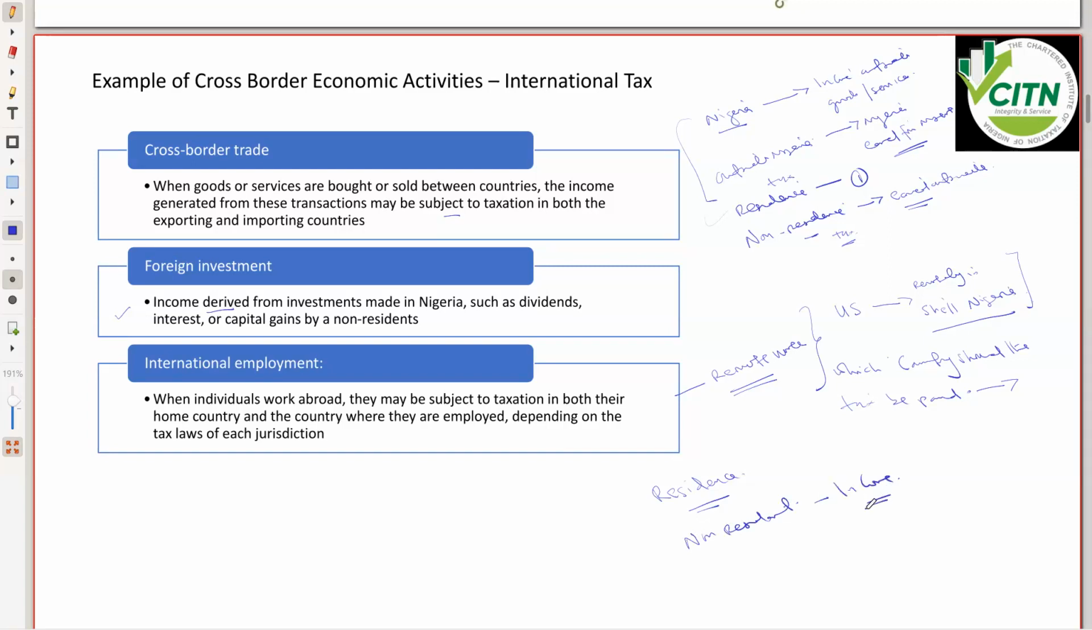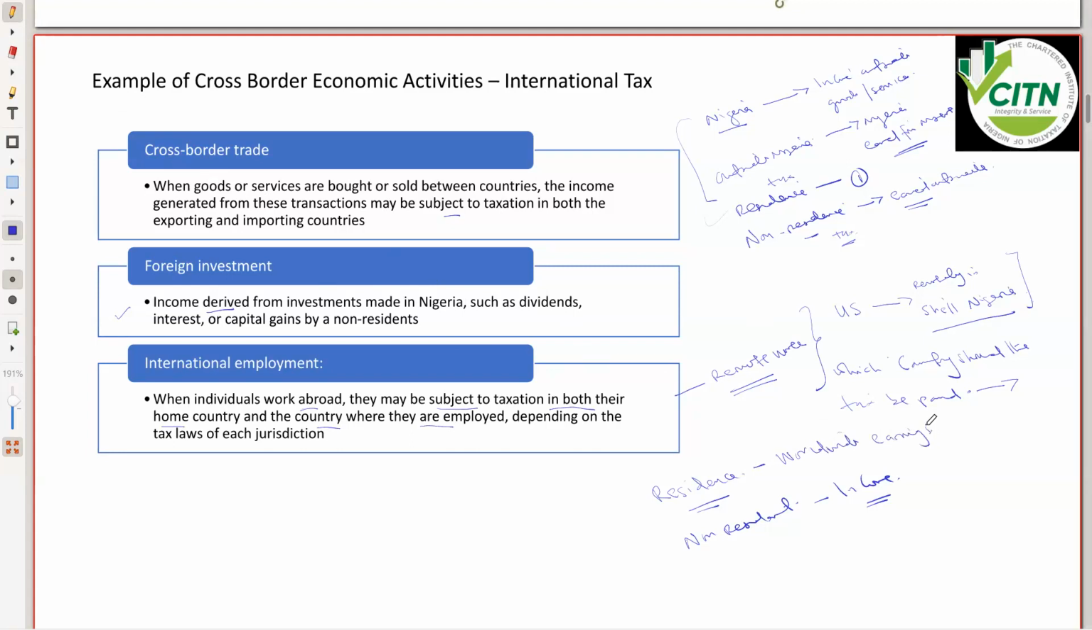So you could see that there's that risk when it comes to cross-border transactions, that when somebody works abroad, they may be subject to taxation in both their home country and the country where they are employed. Basically it will depend on the tax law of each jurisdiction. For example, if you're in the US, as long as you're in the US, you're going to pay tax on your worldwide income, which is what the US employs. Unlike Canada, where it's based on where you generate the revenue from. But in the US, they tell you that you pay tax on your worldwide earnings.